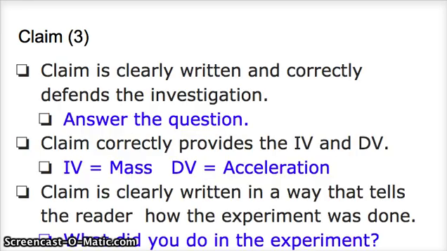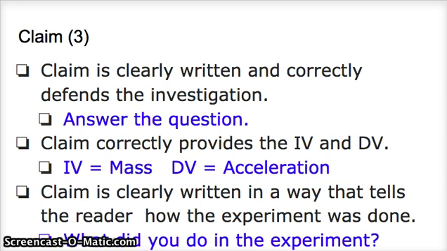So to break this down, you have a claim that is clearly written and correctly defends the investigation. What does that mean? It means that you answered the question. The problem of the investigation was how does changing the mass of the cup affect the acceleration of the Sphero? The claim correctly provides the IV and DV. You have to include the IV, which in this investigation is mass, and the DV, which in this investigation is acceleration, the x and the y.